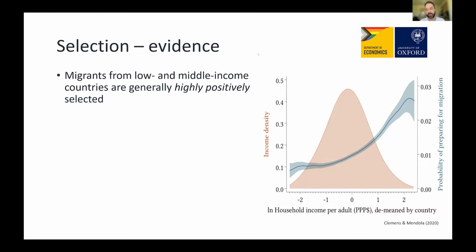Another way to look at this is not just in terms of education, but in terms of household income. What you see here in orange is the distribution of household income in low and middle income countries. And then in blue is the probability that, in a randomly selected sample of people, they would say that they're actively preparing to migrate to another country. And you see that the vast majority of migrants, or at least people thinking about migration, are concentrated in the very right tail, in the upper level of the household income distribution.